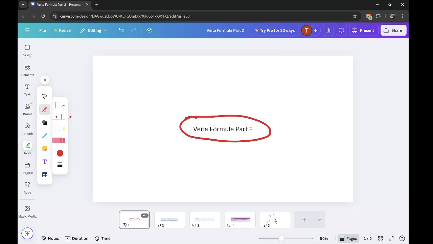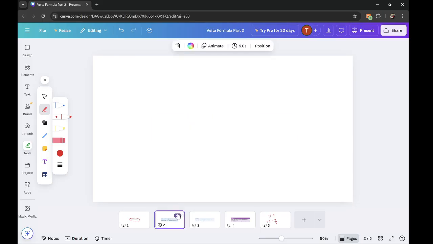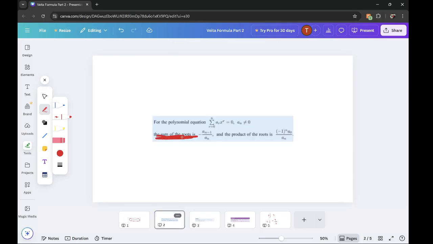Today we're going to be finishing off the Vieta formula, and we're going to be focusing on the product rule. So let's get into it. We covered the sum rule, so we're going to ignore this part over here. Again, if you haven't watched the first part of the Vieta formula, I'd recommend doing that first. If you don't want to, it's still fine to watch this video. So the product rule is what we're focusing on.